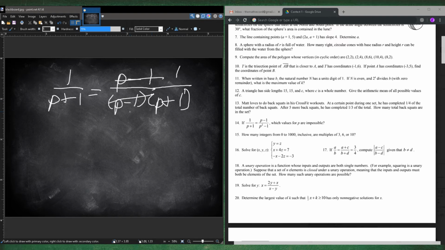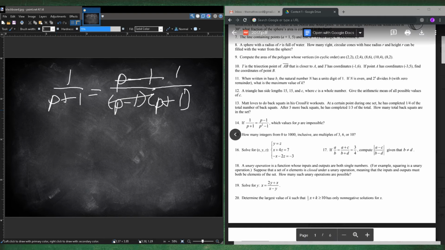So all possible p's are possible. The only way for p to be impossible would be if p makes one of the expressions undefined. So for the left side, it's undefined when p is equal to -1, and for the right side, p is not possible if p is equal to plus or minus 1. Even if you look at the factored equation for our right side, p minus 1 divided by p minus 1 kind of cancels out.